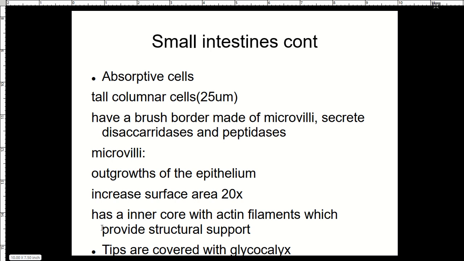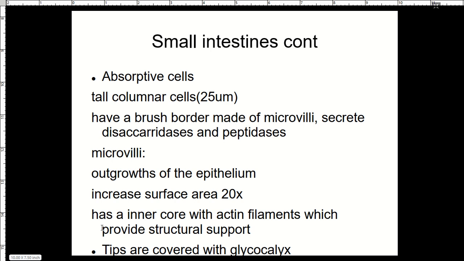Right. So in the small intestines, we have absorptive cells, your enterocytes, your tall columnar cells. They have a brush border appearance of microvilli to increase the surface area. The brush border is going to be covered by a glycocalyx substance, which also facilitates absorption. These microvilli are outgrowths of the epithelium, and they increase the surface area by 20-fold. What is found in the core of the microvilli? These are actin filaments.